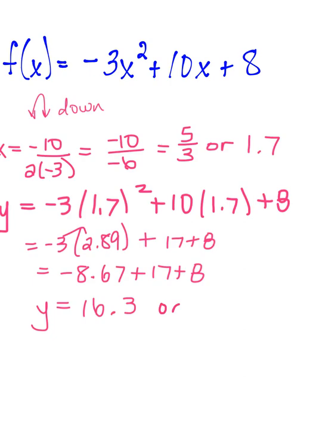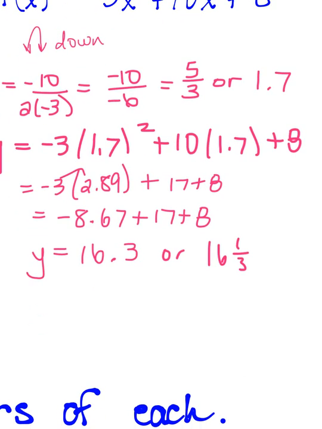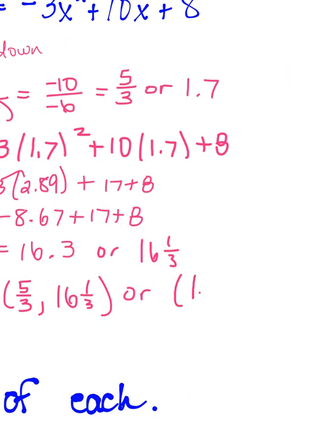Anybody know what that is as a fraction? What's 0.3333? How would I get 0.333? Anybody know? 1 divided by 3? 1/3. So the same as 16 and 1/3. Now again, doesn't matter. I don't care how you guys write it, fraction or decimal. So this is 5 over 3, comma, 16 and 1/3. Or 1.7 and 16.3, right?